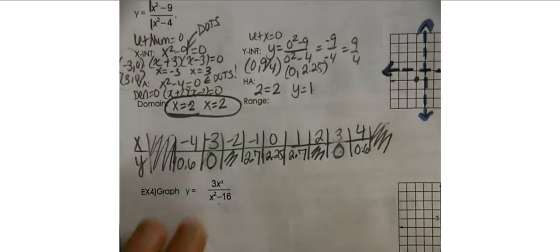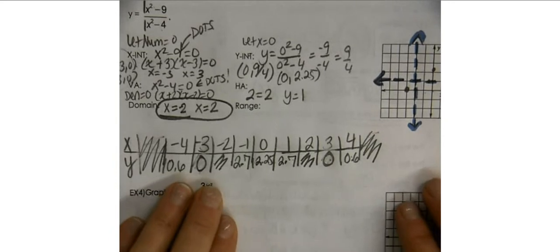And now I'm going to plot all of the points that I have not already plotted. So I'm going to plot (-4, 0.6). So this is -1, 2, 3, -4, 0.6. It's a little bit up here. And on this side of the branch, I'm going to draw a curve that's going around both of my asymptotes.